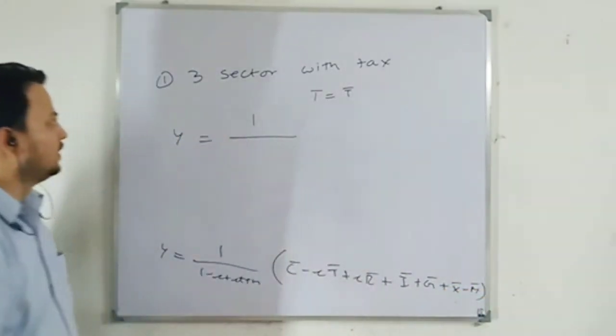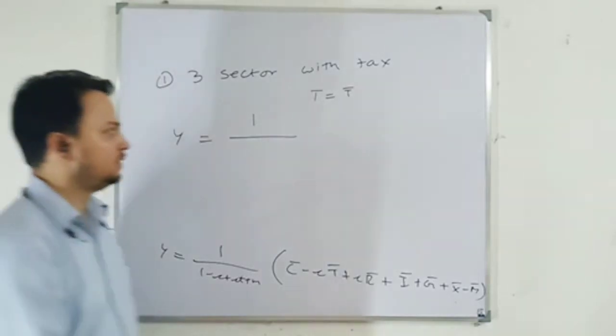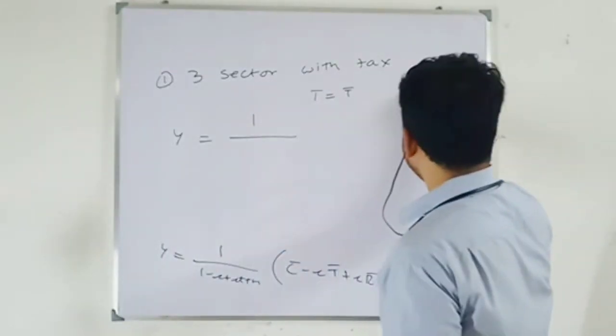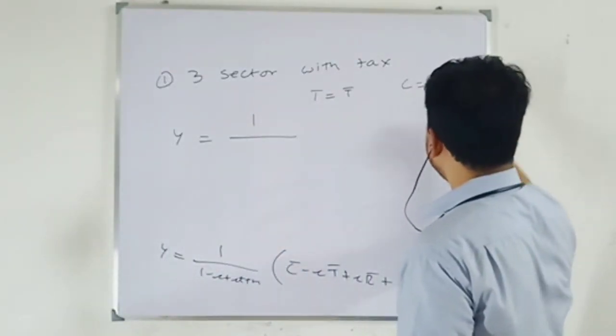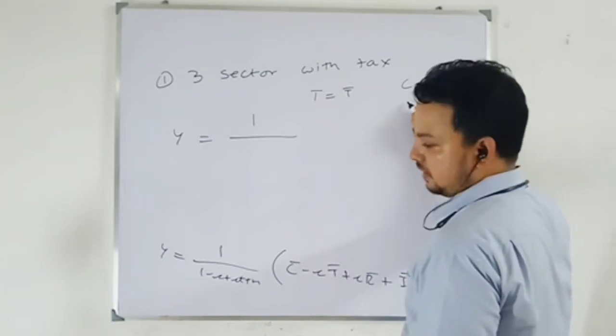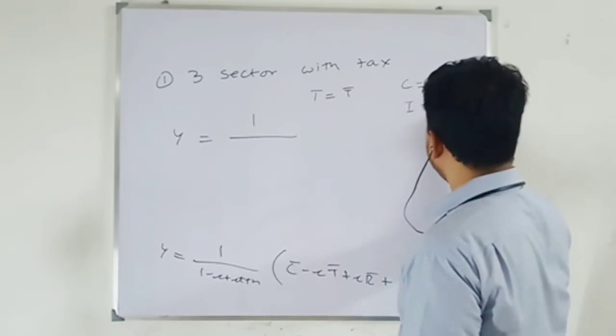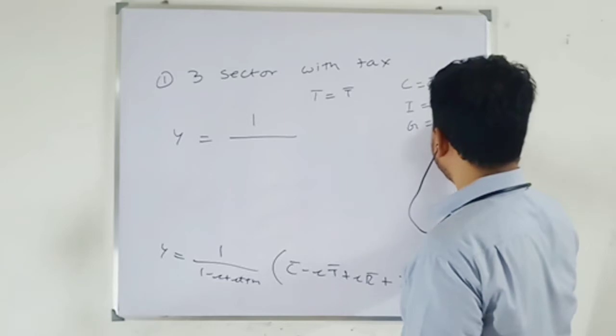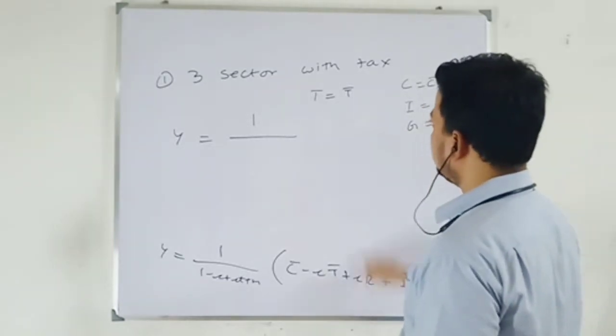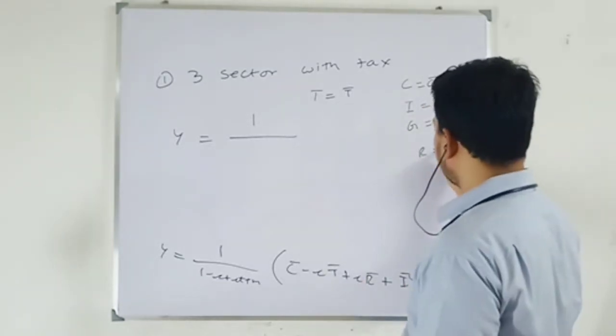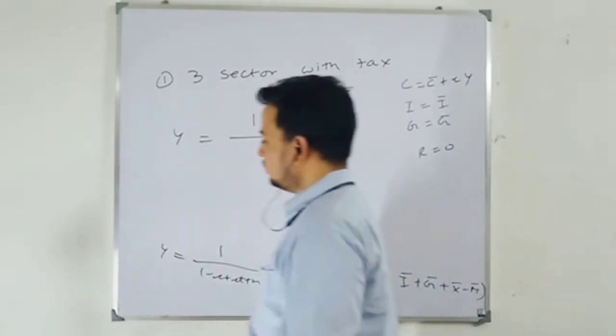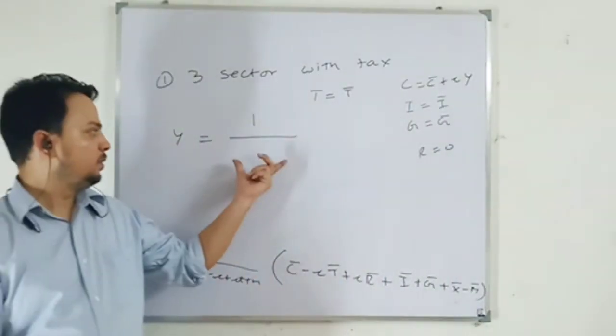So I am saying you have three sectors. One is the consumption sector, C equal C bar plus small c Y. Second is your investment, which is autonomous. Third is your government, G bar, and tax is given, T bar. Transfer is 0, suppose. Then what will be my multiplier value?